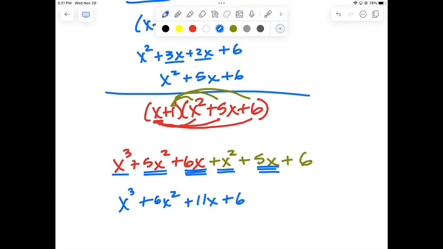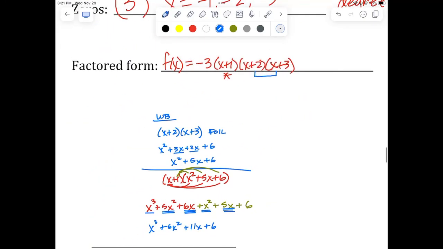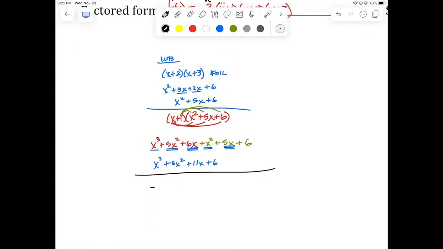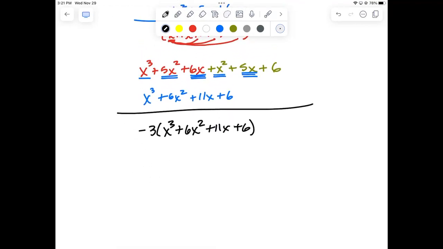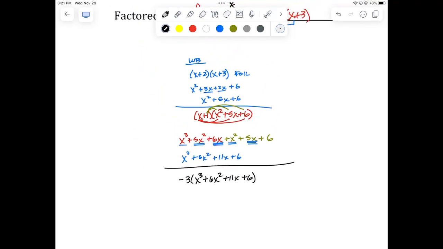Now, that expands the variable parts. But there's still one last thing to distribute, isn't there? The -3, the constant. So let me go ahead and bring the -3 down and write the x cubed plus 6x squared plus 11x plus 6 down here next to it. And we save this for the very end because we want to keep our numbers small as we go.